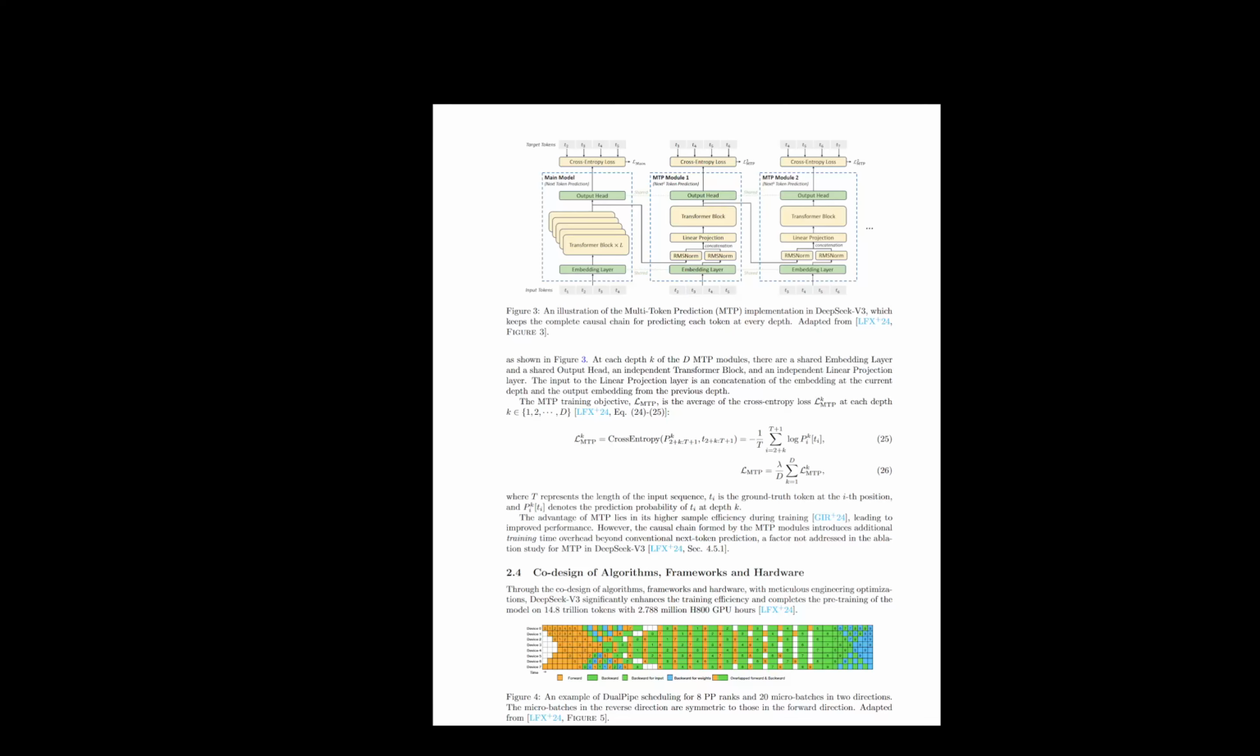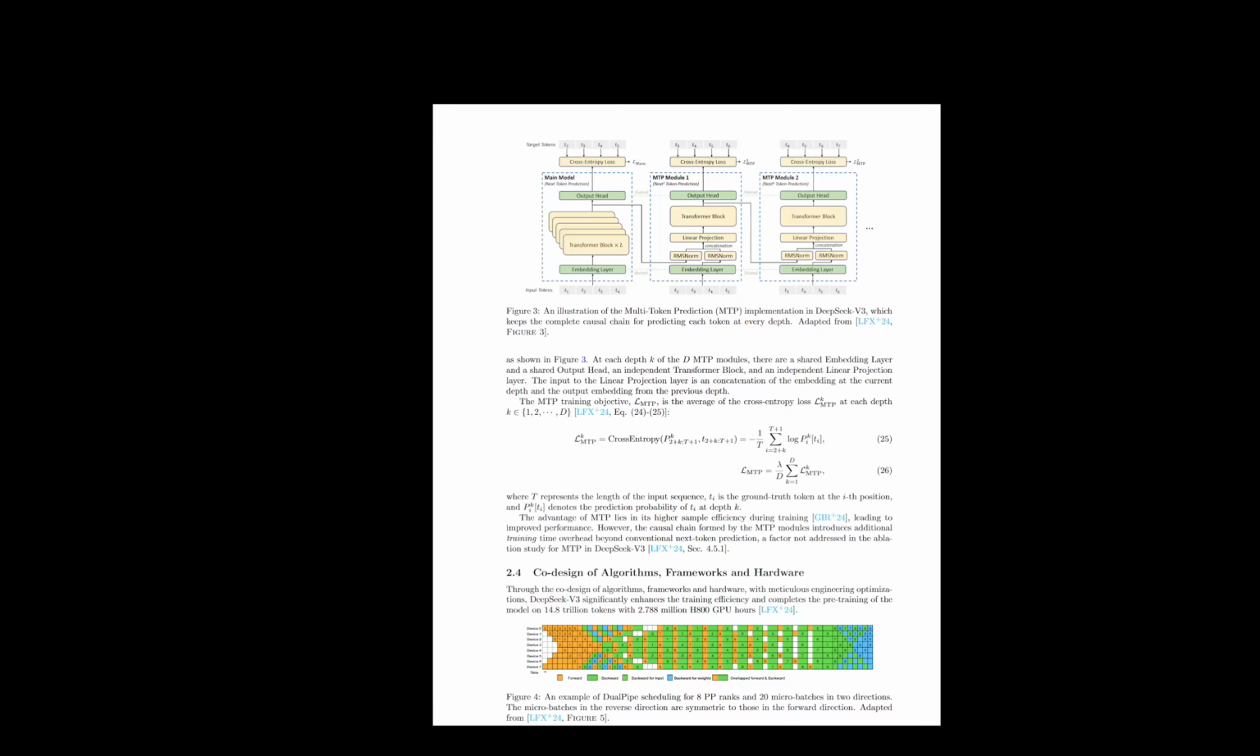L_k^MTP equals cross-entropy of P_k^{2+k:T+1} against t_{2+k:T+1}, which equals minus 1 over T, the sum over i from 2+k to T+1 of log P_i^k(t_i). L_MTP equals lambda over D, times the sum over k from 1 to D of L_k^MTP. Where T represents the length of the input sequence, t_i is the ground truth token at the i-th position, and P_i^k(t_i) denotes the prediction probability of t_i at depth k.